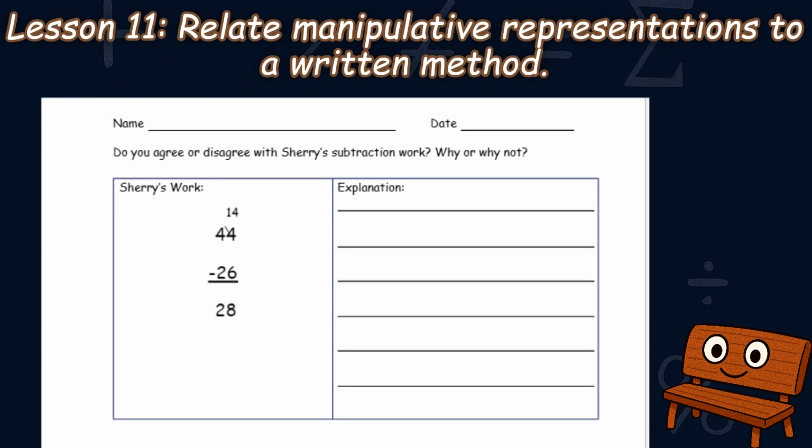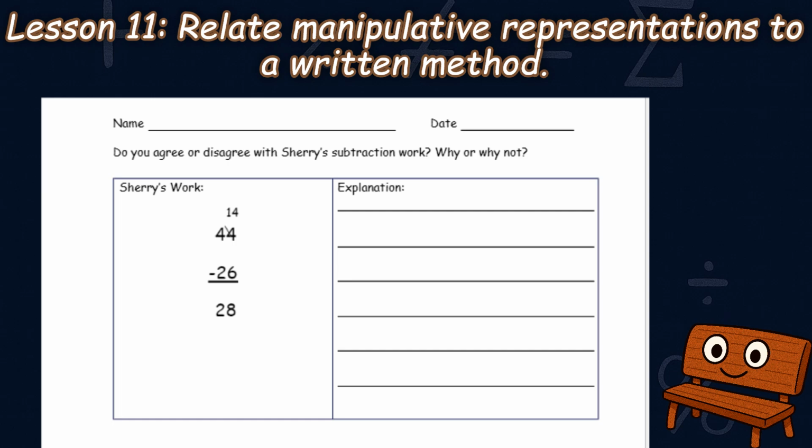On Lesson 11, we're going to be relating manipulative representations to a written method. So here, taking a look at this problem, we have Sherry's subtraction problem. It says 44 minus 26 is equal to 28, and we have to decide whether her work is correct. To check, we can model 44 with 4 tens and 4 ones, and 26 with 2 tens and 6 ones. Since we cannot take away 6 ones from 4 ones, meaning the 4 cannot handle the 6, we would need to regroup 1 ten into 10 ones.